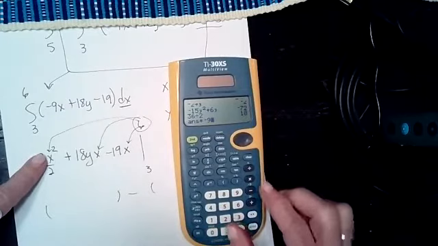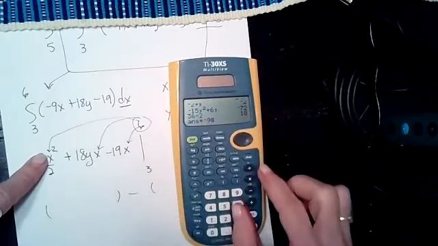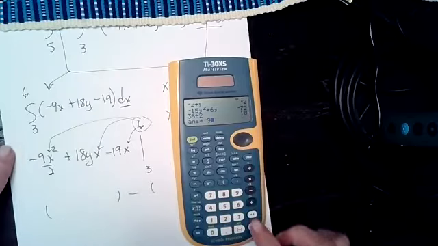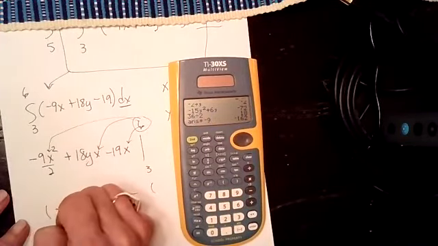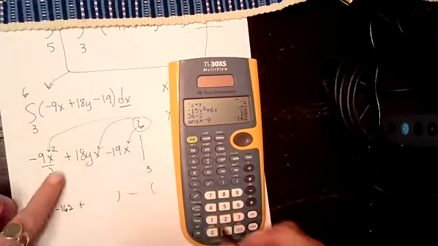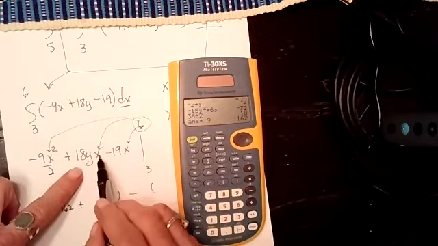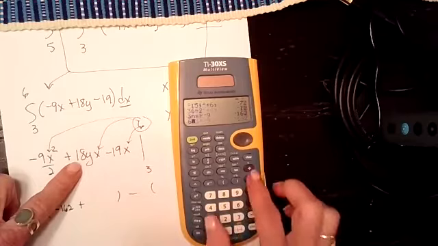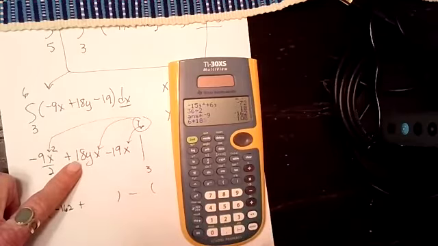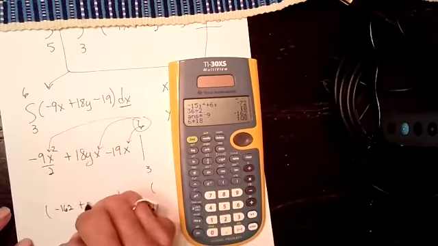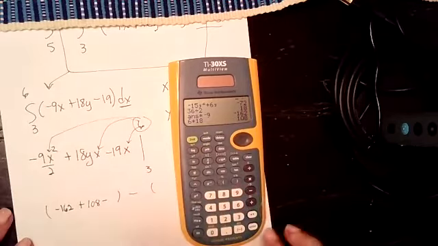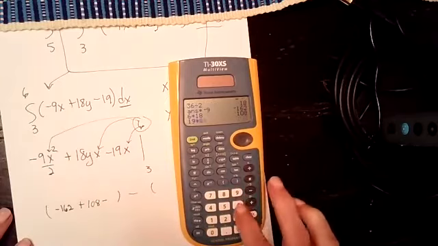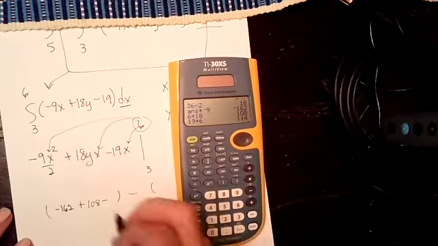All right, 6 squared is 36, divided by 2 is 18, times negative 9. So it's negative 162, plus, I'm plugging in for x, so 6 times 18 is plus 108, minus 19 times 6 is 114.